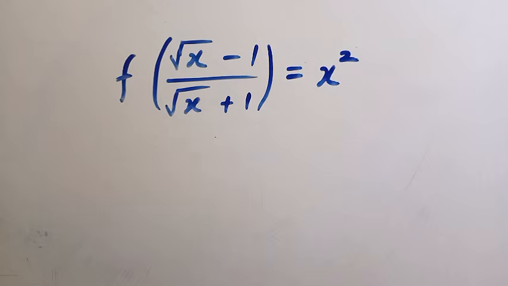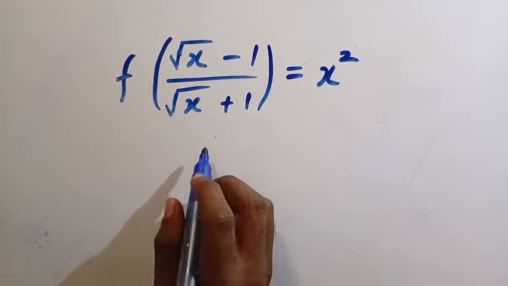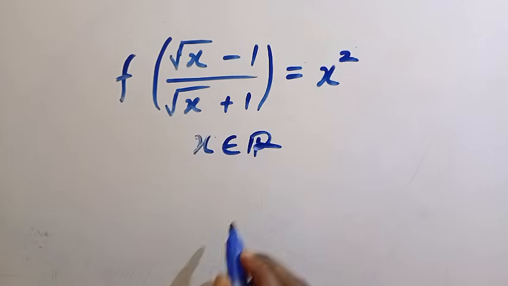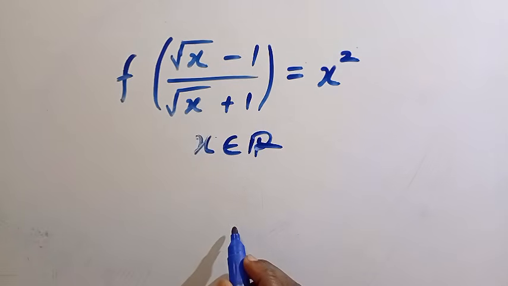We have a nice and interesting functional equation given that f of (root x minus 1) divided by (root x plus 1) equals x squared. From here, x is a member of the real numbers.